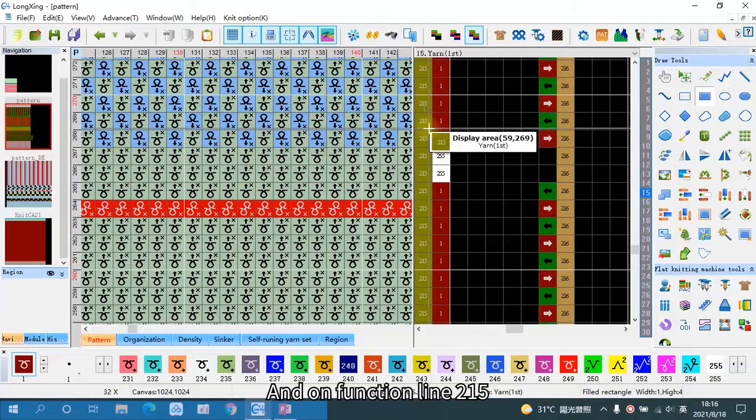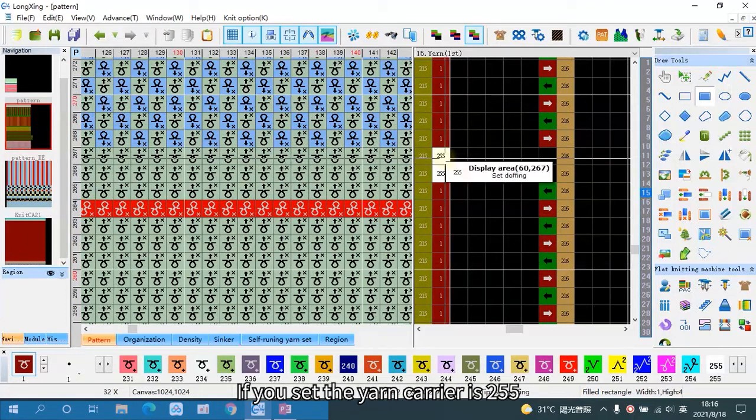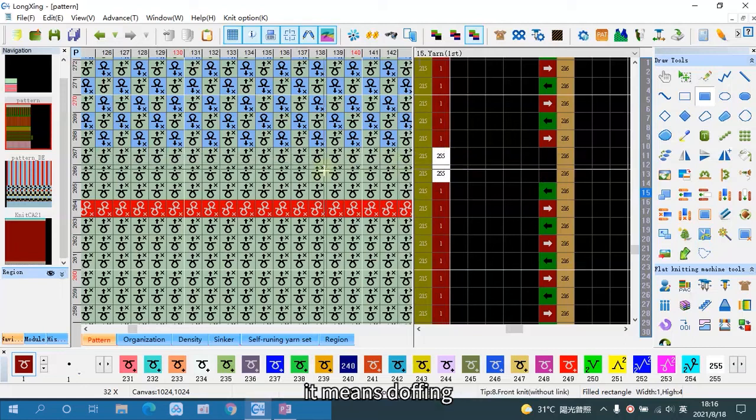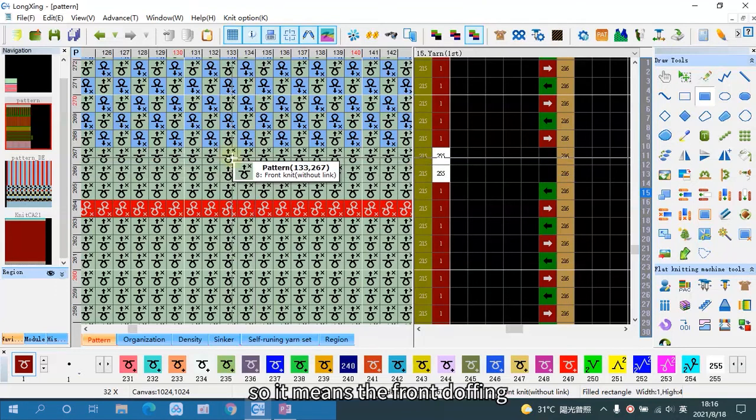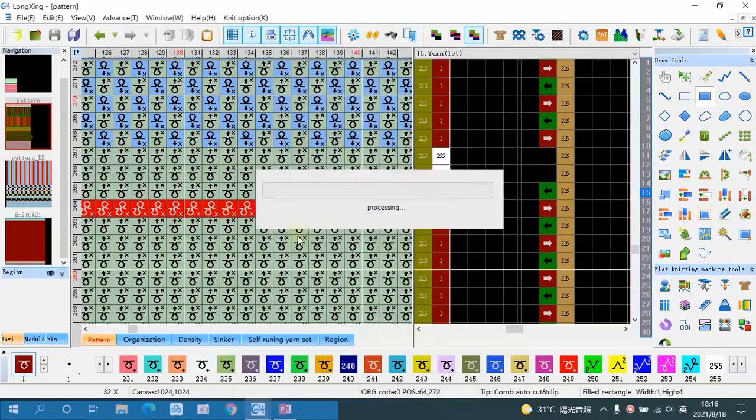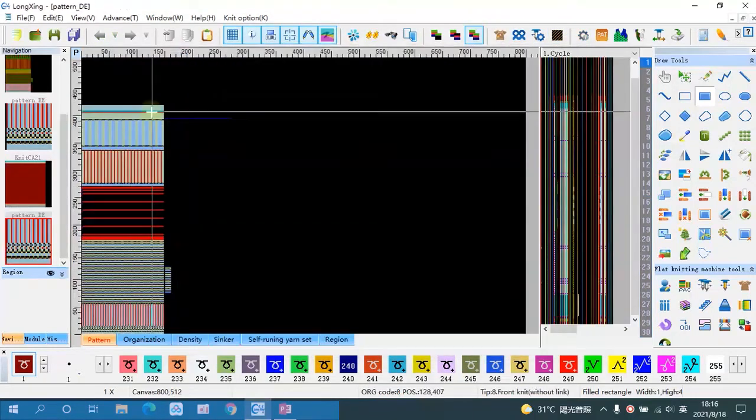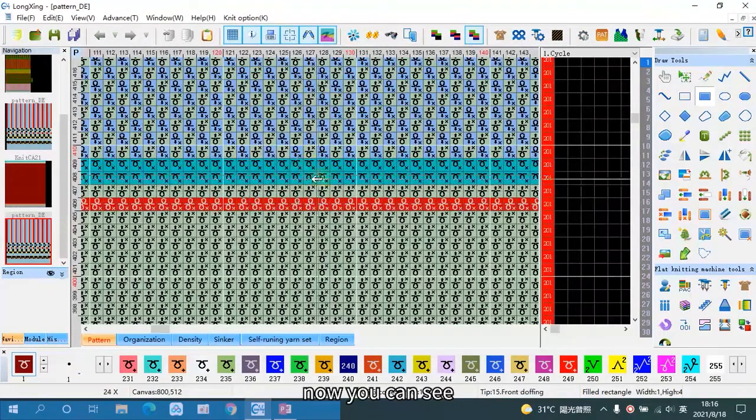On function line 215, if you set the yarn carrier to 255, it means dolphin. Now like these two lines, because the color is 8, it means the front dolphin, then compare. Now you can see.